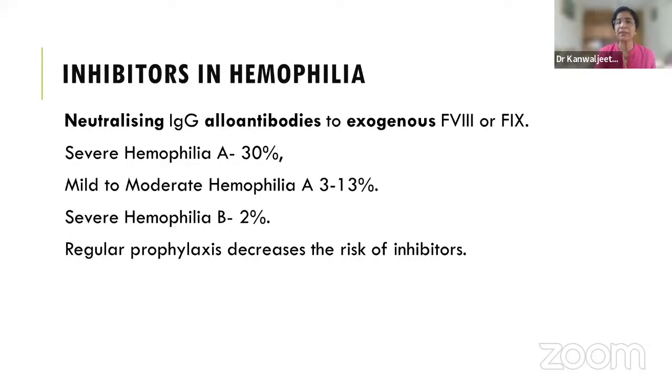Who is at risk? Severe hemophilia A is more likely to have inhibitors. The incidence is about 30%. Regular prophylaxis decreases the risk of inhibitors. So regular prophylaxis is important; besides protecting the joint, it also decreases the risk of inhibitor formation. Hemophilia B is less likely to have inhibitors, but some mild to moderate hemophilia will also have inhibitors.